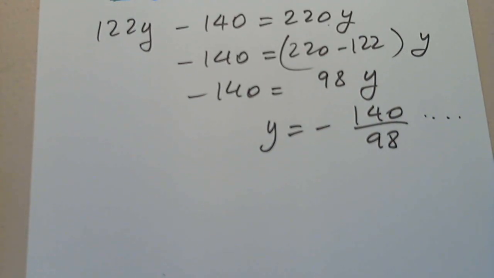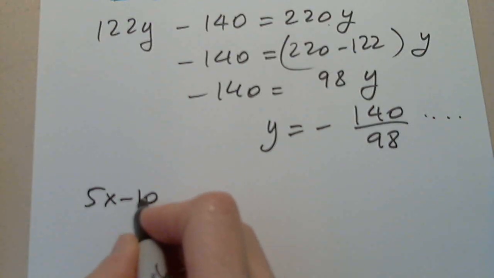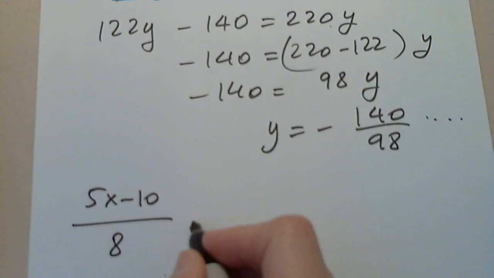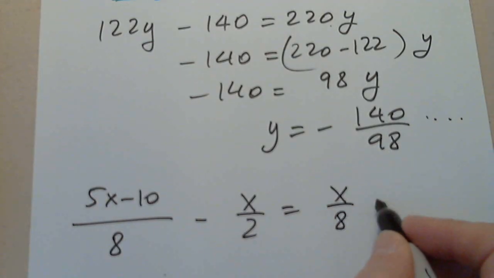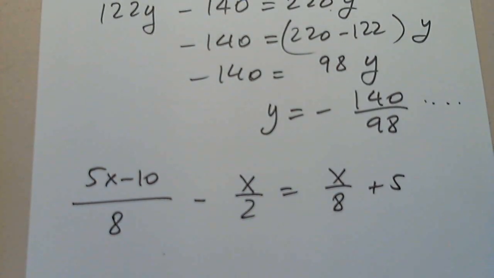Okay, let's look at one more. 5x minus 10 with fractions. Minus x divided by 2 equals x over 8 plus 5. So (5x minus 10) divided by 8 minus x divided by 2 equals x divided by 8 plus 5. Let's think about this.